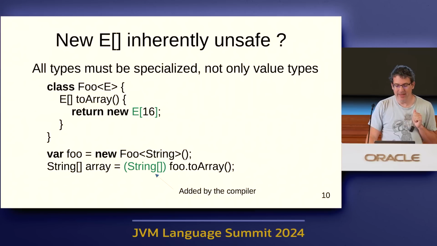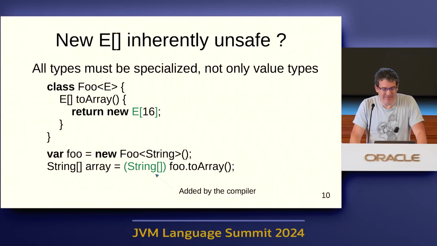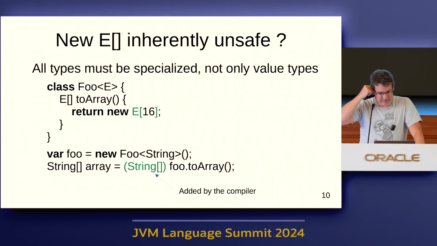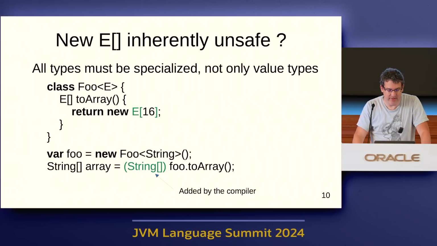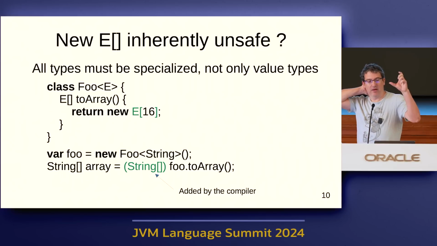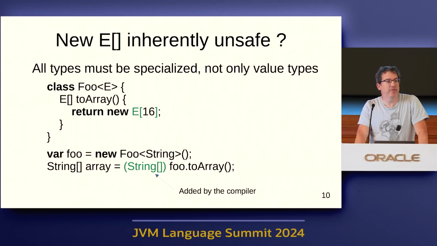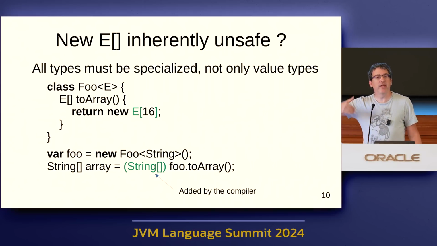And by the way, an array of E is something very dangerous. Because if you create that array of E, you have to be sure that this code is really specialized. By that I mean fully specialized. We cannot create an array of E only if it's a value type.